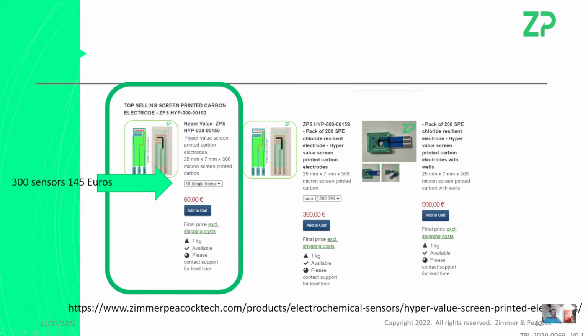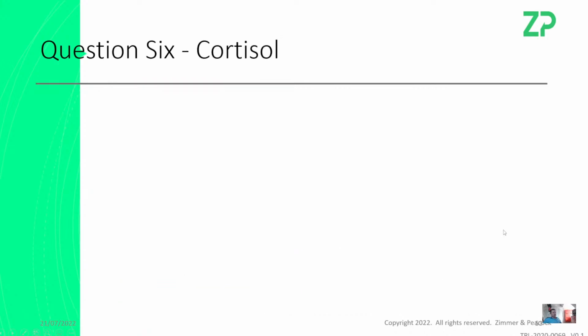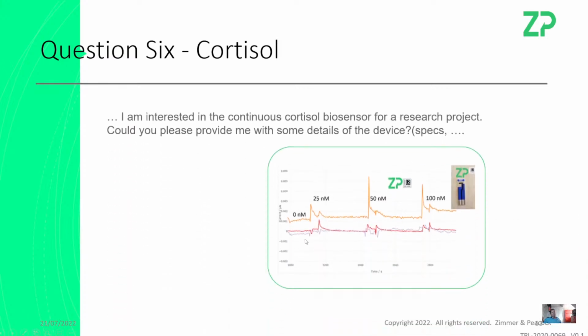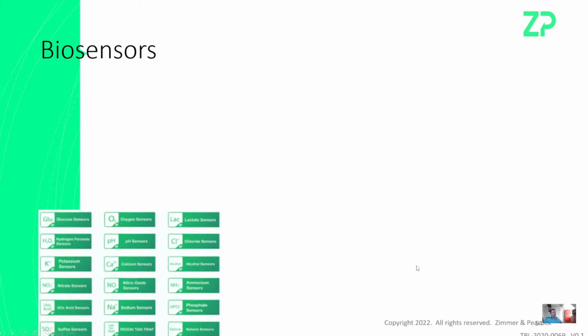I will go a little bit faster because I'm running out of time. Cortisol. Right, so at Zimmer Peacock we make a whole range of sensors. We screen print, we make glucose, lactate, oxygen, testosterone, which I've touched upon. I'll touch upon pH in a minute, and we also make cortisol sensors. So the person wanted to know what's our spec? Well, our spec is this: we probably have the world's only commercially available cortisol sensor. We've tested it at 25, 50 and 100 nanomolar. We get a nice strong signal.